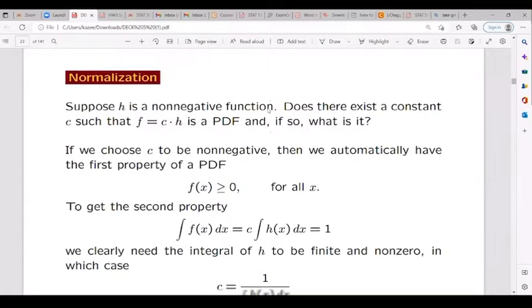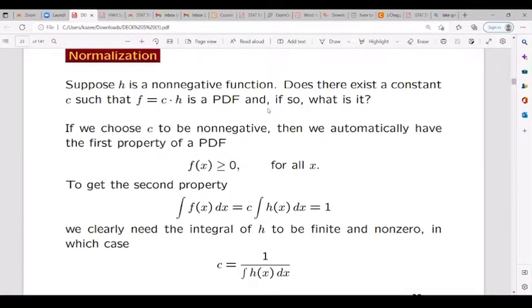Now the next thing I want to talk about is what we call normalization. What do I mean by normalization? Suppose h is a non-negative function. Does there exist a constant c such that f equals c times h? At times, in a probability distribution, they can give you a probability function that has a constant in it. How do we actually figure out the constant? The h here is a non-negative function, and the whole f is a probability distribution.